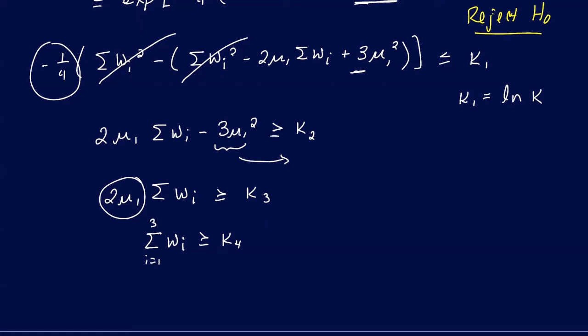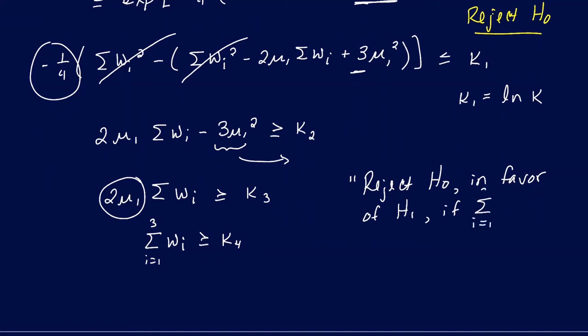So the best test of size alpha for the simple versus simple case, according to Neyman and Pearson, is going to have this form. We're going to reject the null hypothesis in favor of the alternative if the sum of the w's is greater than or equal to some k4. And for my rejection rule, I want to give everything nice and random and uppercase at this point. And k4 is just a constant to be determined. And to determine that constant, we need to use alpha.